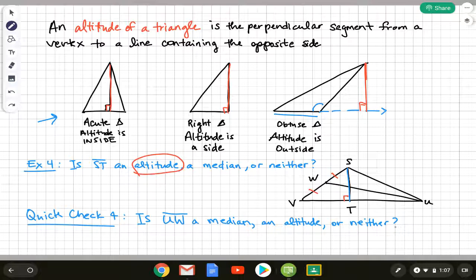Okay, for quick check 4, is the line UW still in the same triangle, a median, an altitude, or neither? Okay, this time it's a median. And why would that be? Because the line is drawn from the vertex to the midpoint of the opposite side. So medians are always drawn to the midpoint.